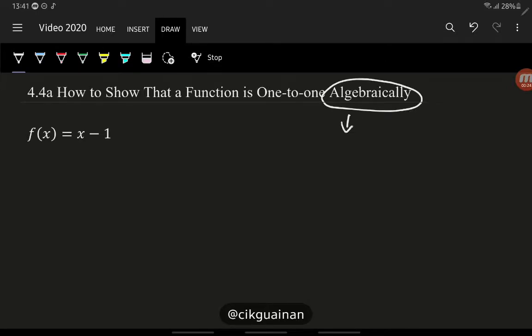First, we have to substitute x1 on the left hand side and x2 on the right hand side. It means that we have the same function but we substitute different x's. This is x1, this is x2, and then from here we try to solve it. We try our best to have x1 equals x2.